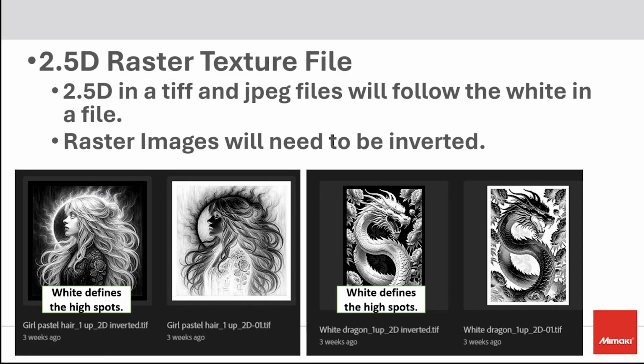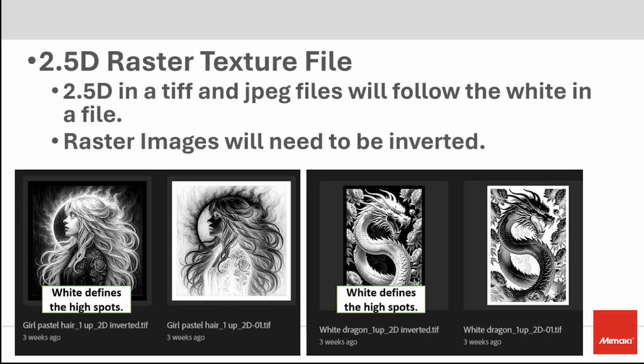But I want you to be aware that the way RasterLink deals with a TIFF file or a raster image file is different than what it does when it is using a PDF file. And that's what we're going to go over right now. So this is the 2.5D raster texture file, and these are some of the files that are included in the files that we are giving you.